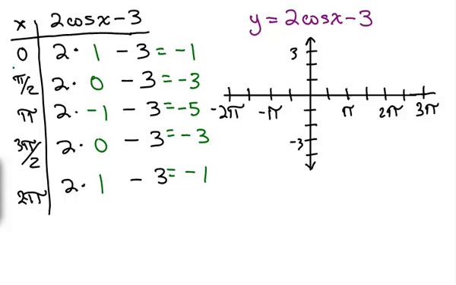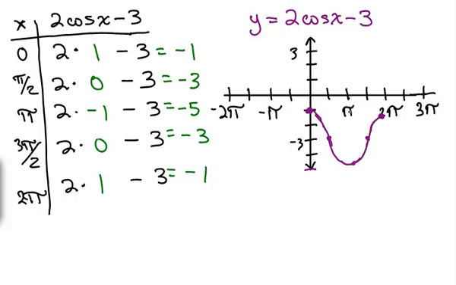So we're going to plot those ordered pairs over here in purple. So I have 0, negative 1. That's our first one. Pi over 2, negative 3, so I'm going all the way down here. Pi, negative 5. All right, so here I have to go all the way down to here. 3 pi over 2, negative 3, coming back up. And 2 pi, negative 1, and that will give us one cycle.